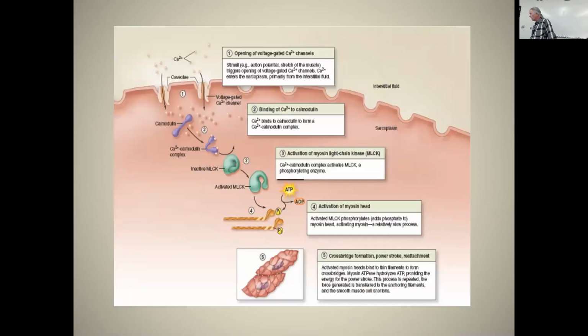So here's the operating voltage-gated calcium channels on the outside. Calcium comes in, binds the calmodulin. It activates myosin light chain kinase, which activates the myosin ATPase, hydrolyzes ATP, provides power for the power stroke. The myosin attaches to actin and goes through the power stroke. And then the filaments slide by each other in that spiral manner.